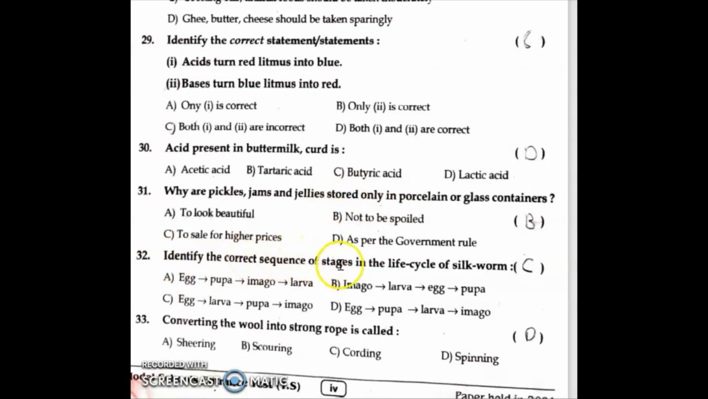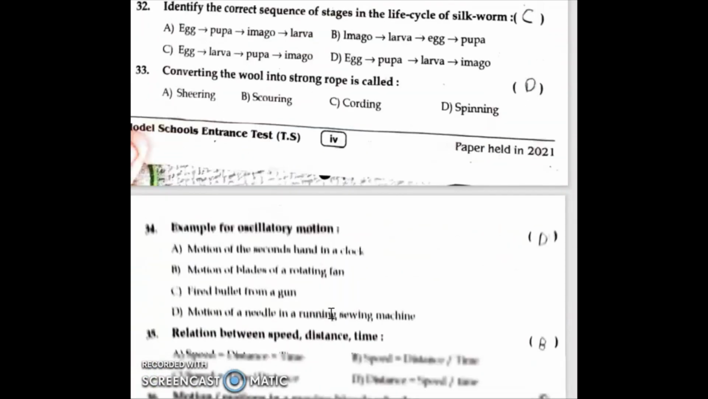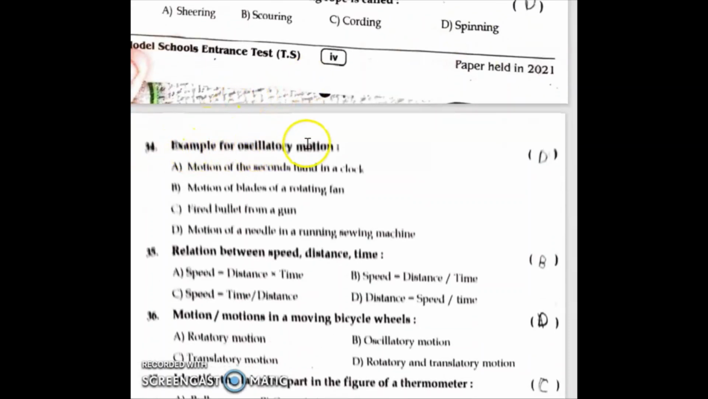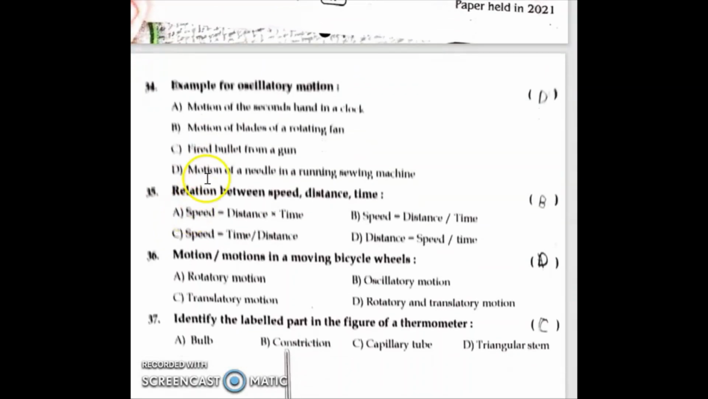Identify the correct sequence of stages in the life cycle of silkworm. C, egg, larva, pupa, imago. Converting wool into strong rope is called D, spinning. Example of oscillatory motion, D, motion of a needle in a running sewing machine. Relation between speed, distance and time, B, speed is equal to distance divided by time.